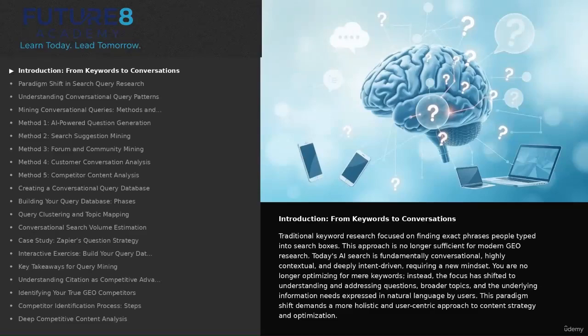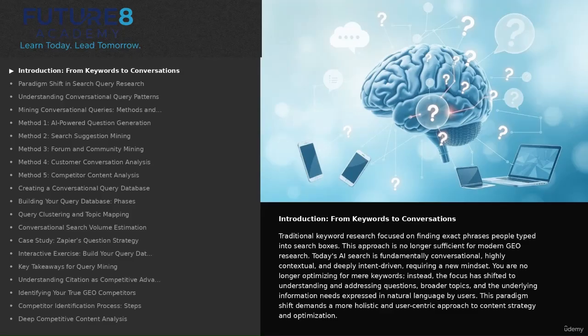Introduction: From Keywords to Conversations. Traditional keyword research focused on finding exact phrases people typed into search boxes. This approach is no longer sufficient for modern geo-research. Today's AI search is fundamentally conversational, highly contextual, and deeply intent-driven, requiring a new mindset.